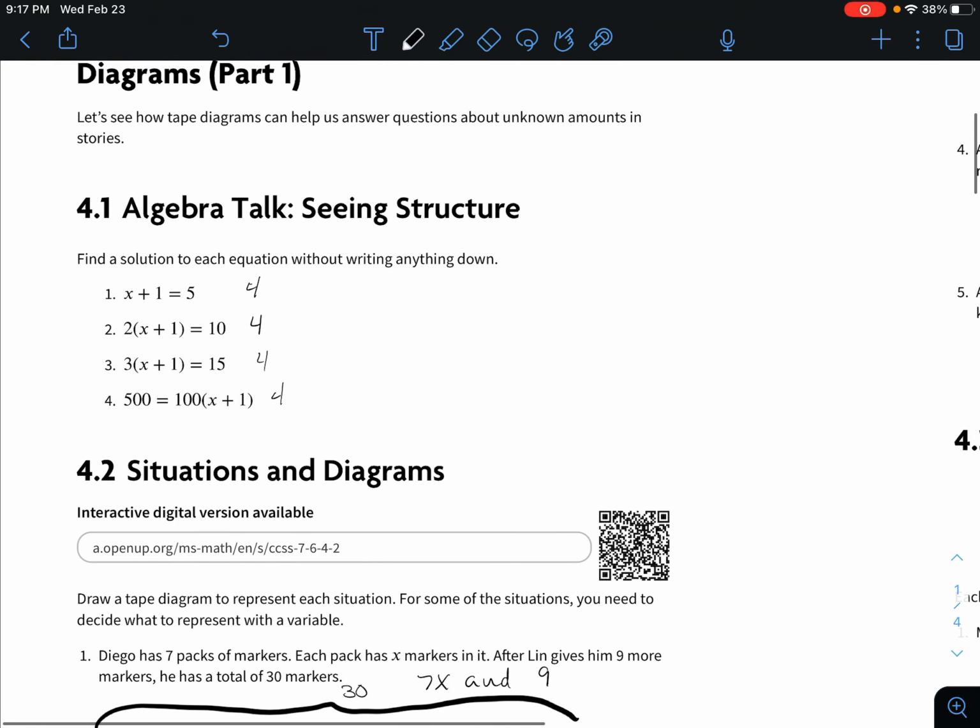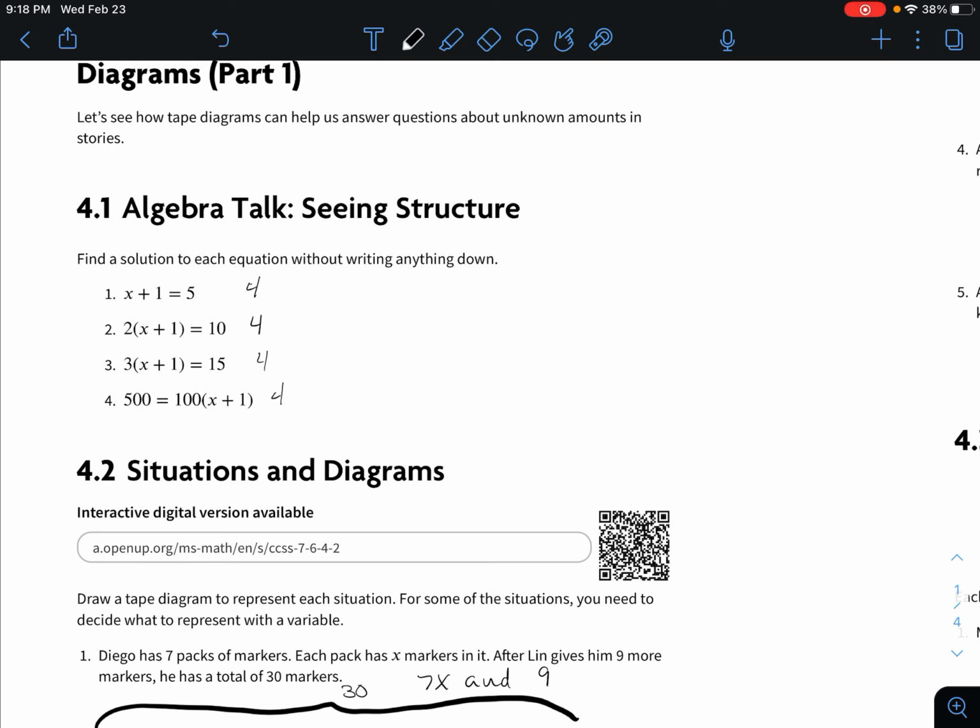Okay, here it says to draw a tape diagram to represent each situation. For some of the situations, you need to decide what to represent with the variable. Okay, Diego has 7 packs of markers. Each pack has X markers in it. After Lynn gives him 9 more markers, he has a total of 30 markers.